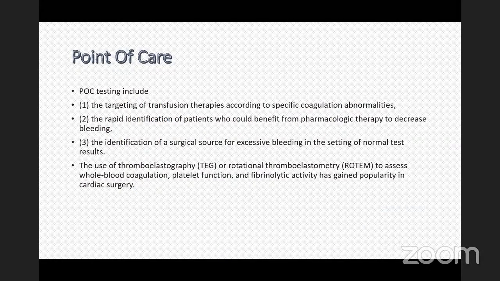Having mentioned point of care testing, just to elaborate more, it includes: one, the targeting of transfusion therapies according to specific coagulation abnormalities; two, rapid identification of patients who could benefit from pharmacologic therapy to decrease bleeding; three, the identification of surgical source of excessive bleeding in the setting of normal test results. TEG or ROTEM can be used to assess whole blood coagulation, platelet function, and fibrinolytic activity, and has gained priority in cardiac surgery nowadays.